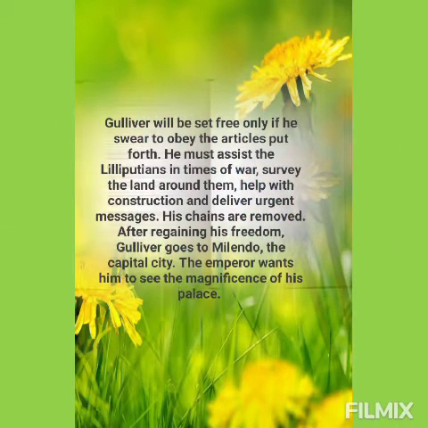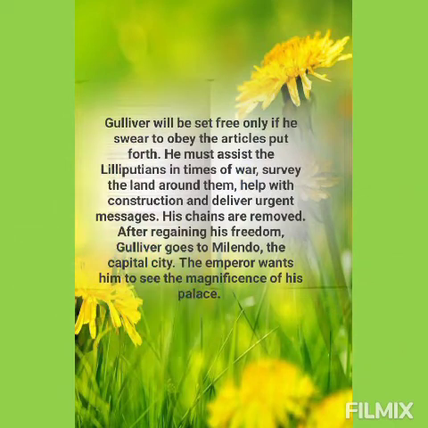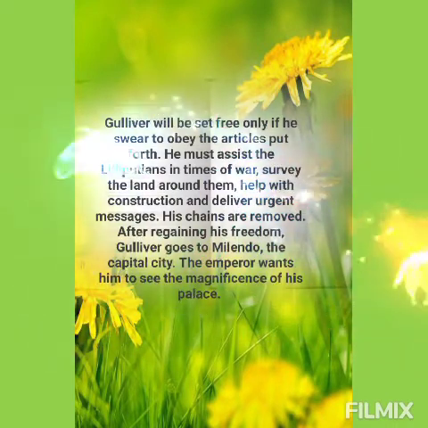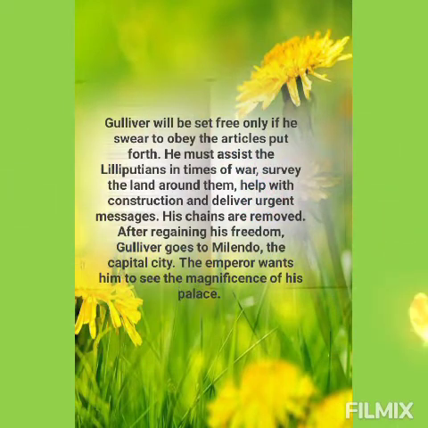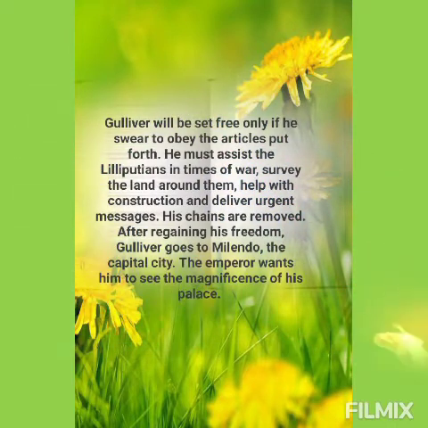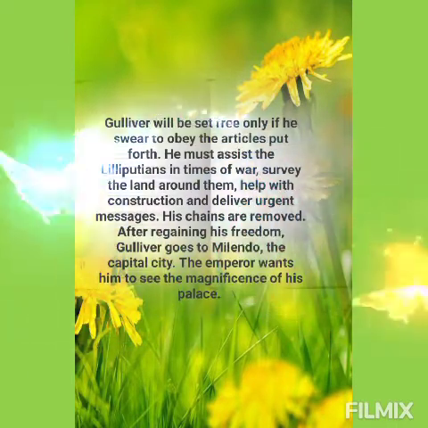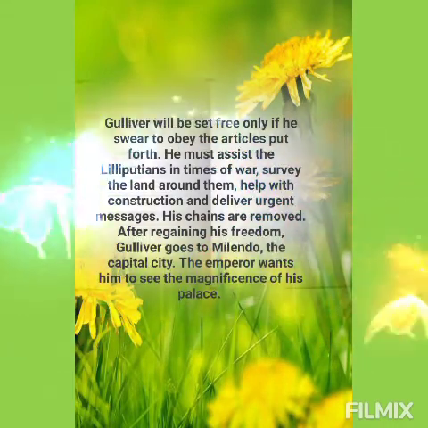Gulliver will be set free only if he swears to obey the articles put forth. He must assist the Lilliputians in times of war, survey the land around them, help with construction, and deliver urgent messages. His chains are removed. After regaining his freedom, Gulliver goes to Mildendo, the capital city. The emperor wants him to see the magnificence of his palace.